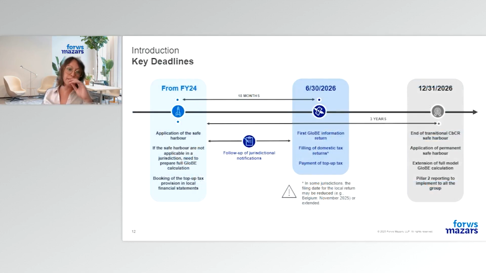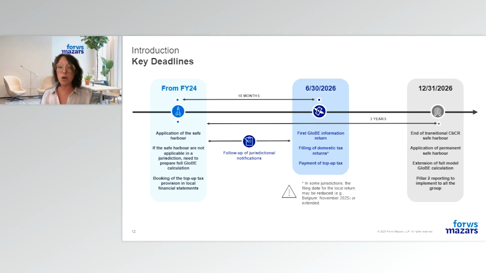In terms of deadlines, starting from fiscal year 24, the transitional CBCR safe harbor is applying. So if a jurisdiction is safe harbor, no further work has to be performed. But if a jurisdiction does not benefit from the transitional safe harbor, the full model rules will apply. And in this case, the top-up tax should be calculated and the provision should be booked at the level of the low tax entity or at the level of the UPE, so the ultimate parent entity, or the partially owned parent entity, the POPE.